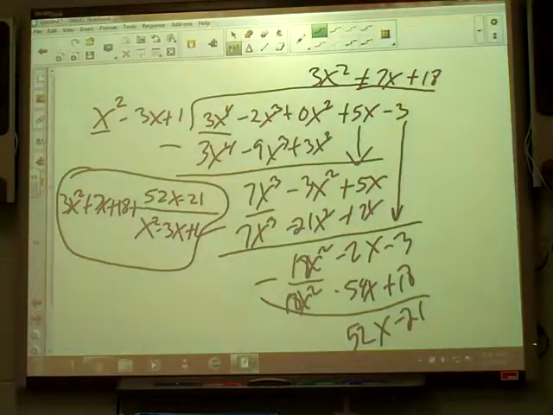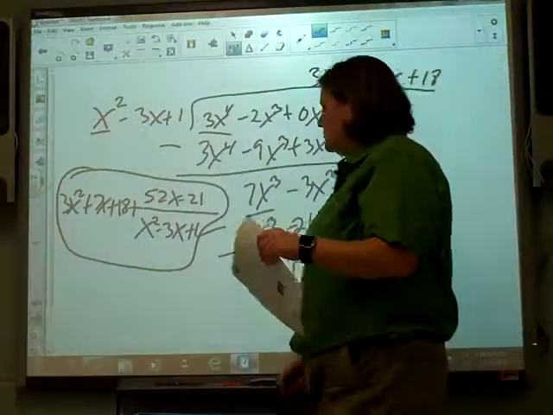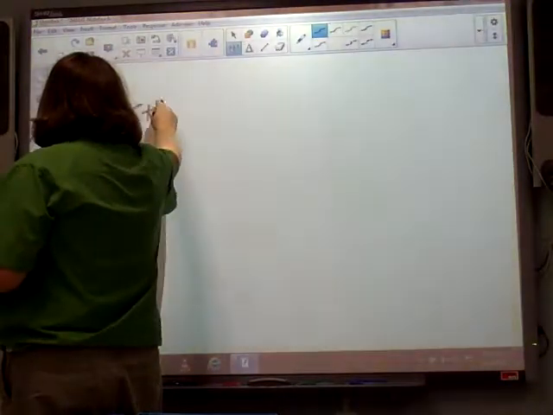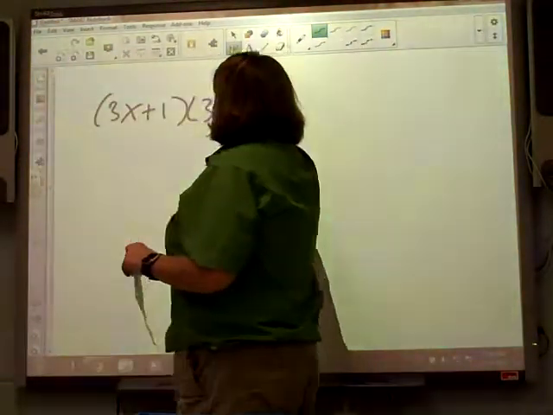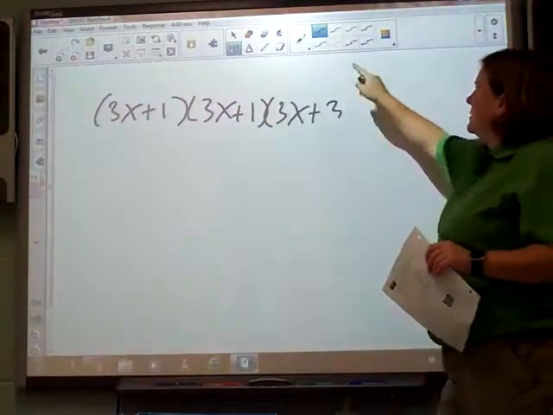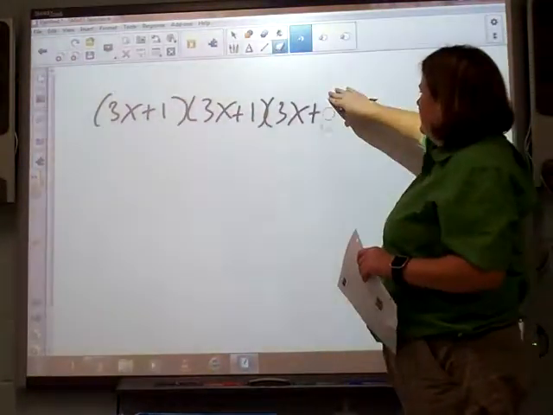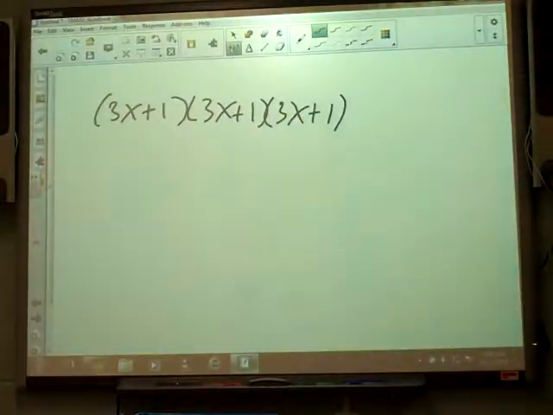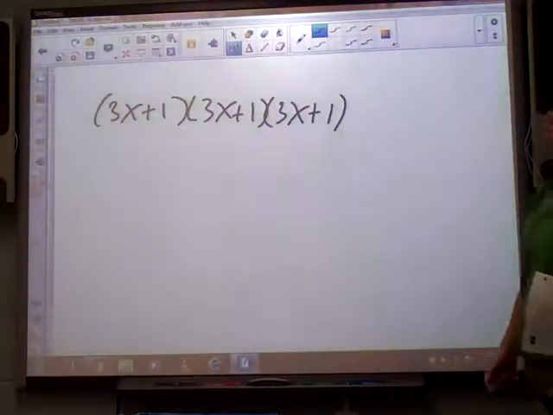Alright, on 8, it's got 3x plus 1 to the third, which means you have to take 3x plus 1 3 times. Don't just try to distribute the cubed. That means you got to write it that many times. Okay, so now it's like what we did with number 6. We're going to multiply the first 2 together and then multiply the last one.